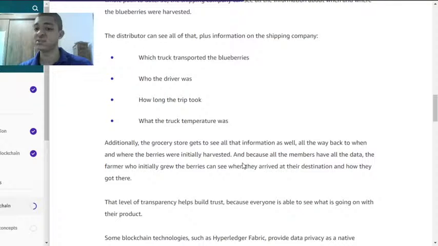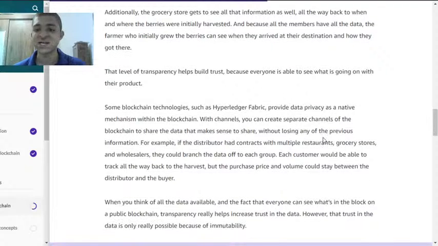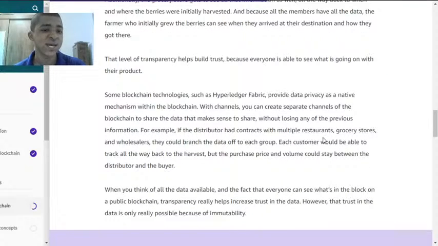And because the members have all the data, the farmers who initially grew the berries can see when they arrived at their destination and how they got there. That level of transparency helps build trust because everyone is able to see what's going on with their product. Some blockchain technologies, such as Hyperledger Fabric, provide data privacy as a native mechanism within the blockchain.